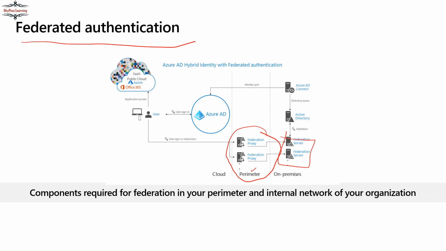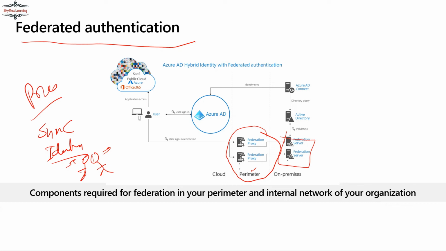and place your federation server in the backend and put the federation proxy in the perimeter network. What exactly happens in this situation? The prerequisite is the same: you must sync your identity to the cloud. Identity only, that is the username. So the username must be synced to the cloud. That is the one requirement that comes over here.